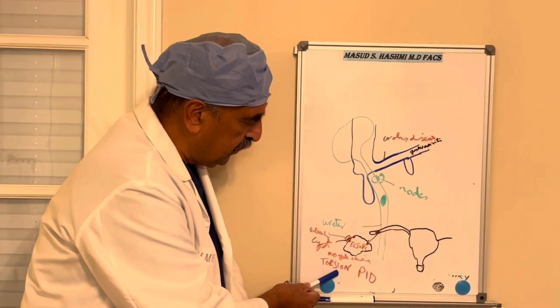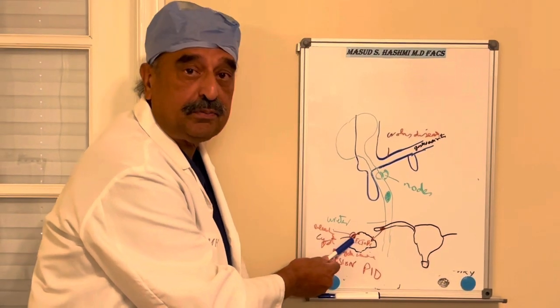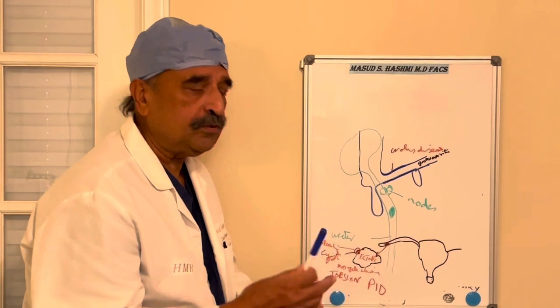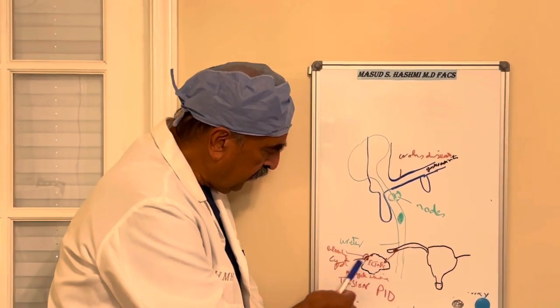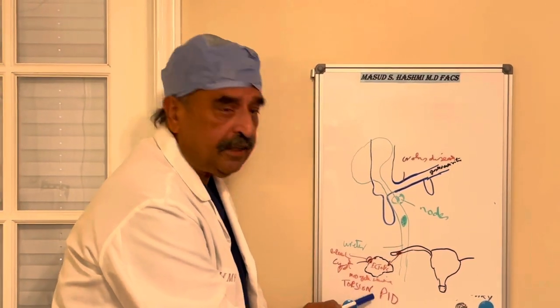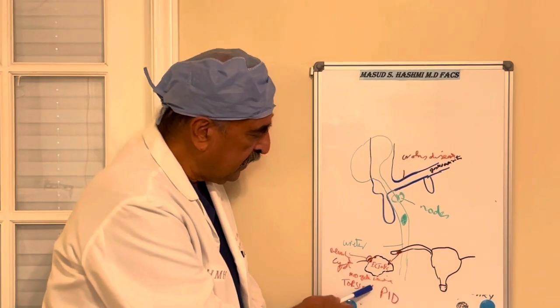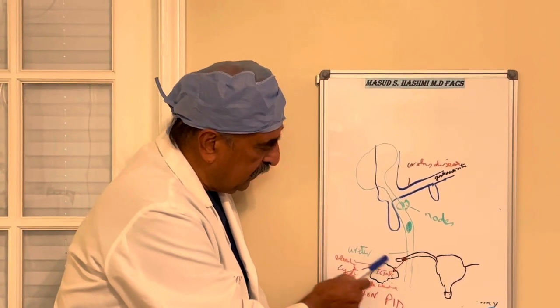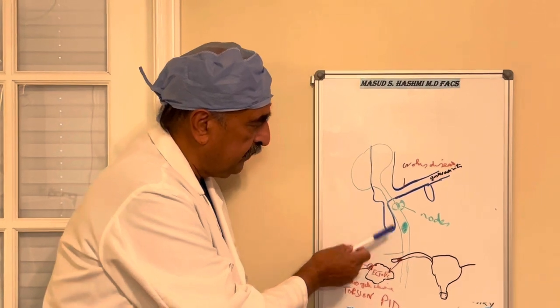You could have a torsion of the ovary. You could have a cyst which is bleeding. Very commonly we have seen cyst bleeding from the ovary. Pelvic infection is also very common, you see that. So you must look at this area if the appendix is negative.